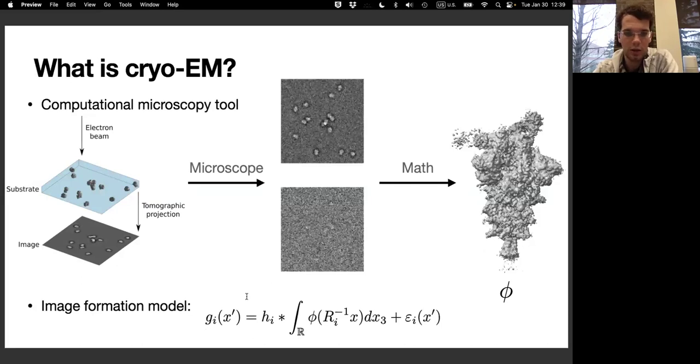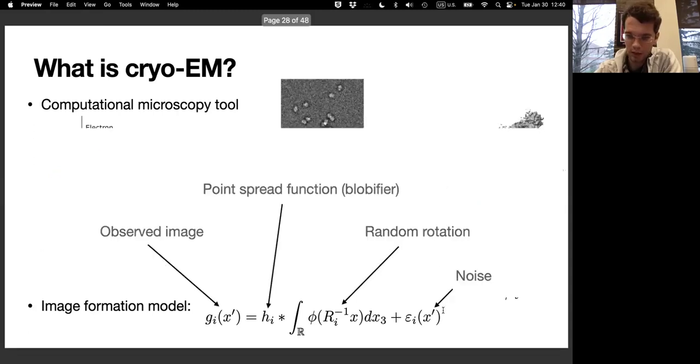So the image formation model is something I wrote out here. What happens is you take your molecule, you rotate it randomly by this rotation r, and then you project it with this integral. Okay? But then there are two sources of noise. This one here is just additive noise in each pixel. And this one is something that's a little bit more interesting. It turns out that there's a physical process in the microscope that causes aberrations in the image. So you end up getting convolution with this function called a point spread function that basically makes everything a little bit more blobby.